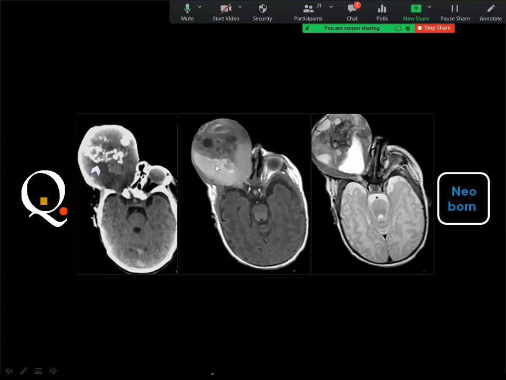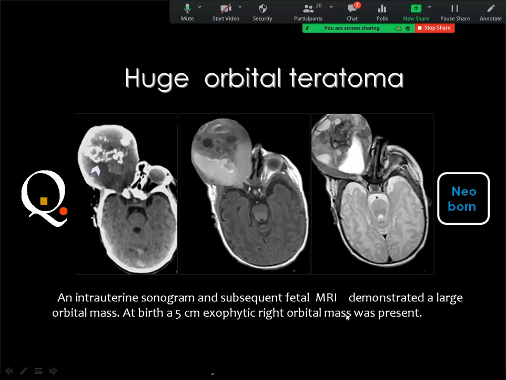It is a criterion of dermoid cyst. And you know that many of the dermoid cysts are present at birth, congenital dermoid cysts. Then this is a huge teratoma in the orbit. Of course, you cannot see the globe.